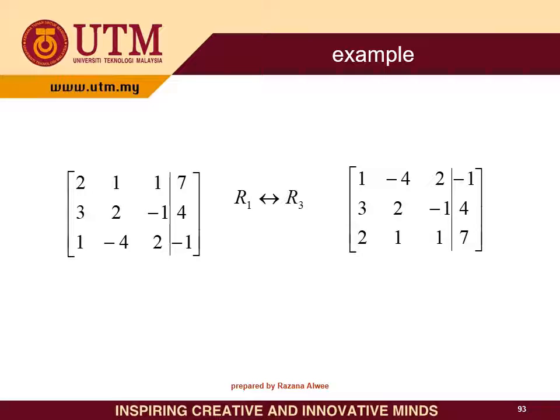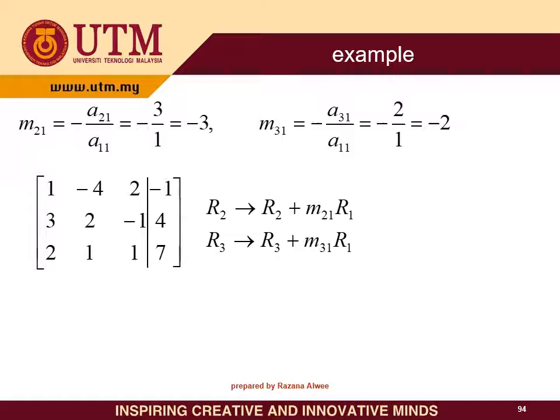First one is we exchange row 1 with row 3. So row 3 comes here, and we have 1 as a starting point. Then we need to make sure that, according to our reduced row echelon form, this one is 0. So how to do that?